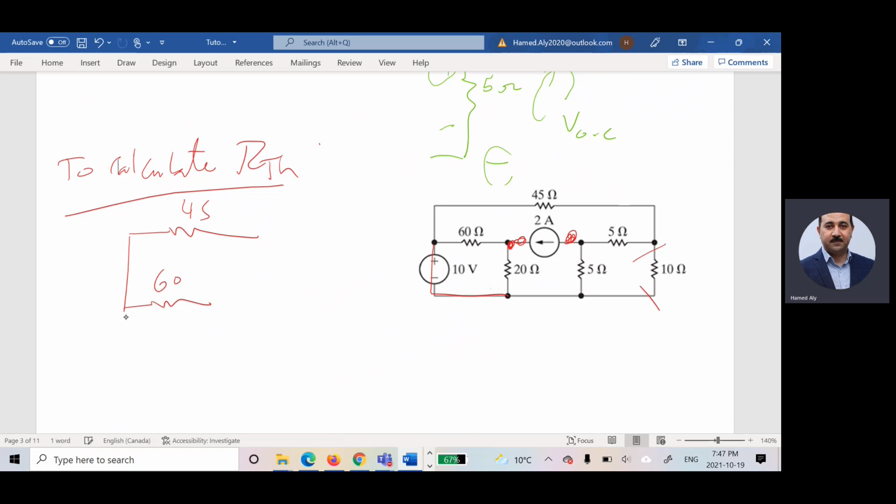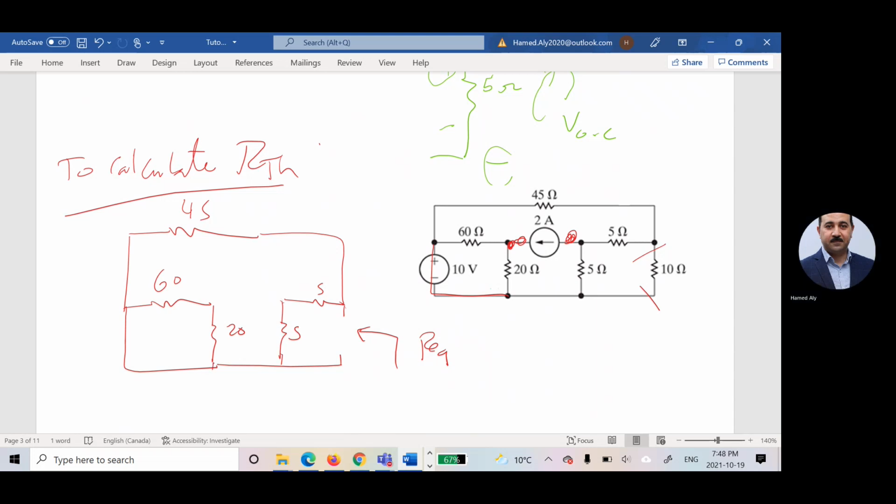I will draw that one, 45. This one is 60. This one is 20. This is 5. This is 5. And this is open. And I would like to find R equivalent. Am I missing anything? Any question for that equivalent circuit? Now, these two are connected in series. Oh, this is short circuit, so no need for those.